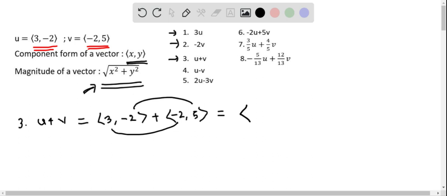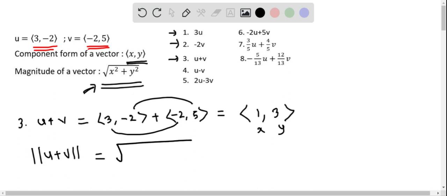So this basically gives, we can put it in triangle brackets, 3 minus 2 is positive 1 and minus 2 plus 5 is positive 3. So this is the component form of u plus v vector. Now let's find the magnitude of u plus v vector. So you have to consider this as x and this as y. I'm going to use the same magnitude formula. It's square root of x squared plus y squared, which is 1 squared plus 3 squared, and this is equivalent to 1 plus 9, and this is equal to square root of 10. So this is the magnitude of u plus v vector.